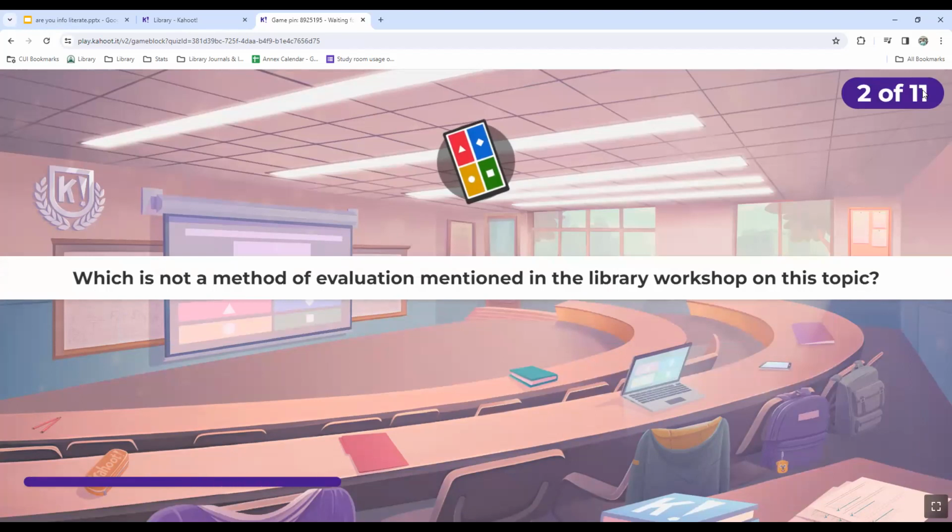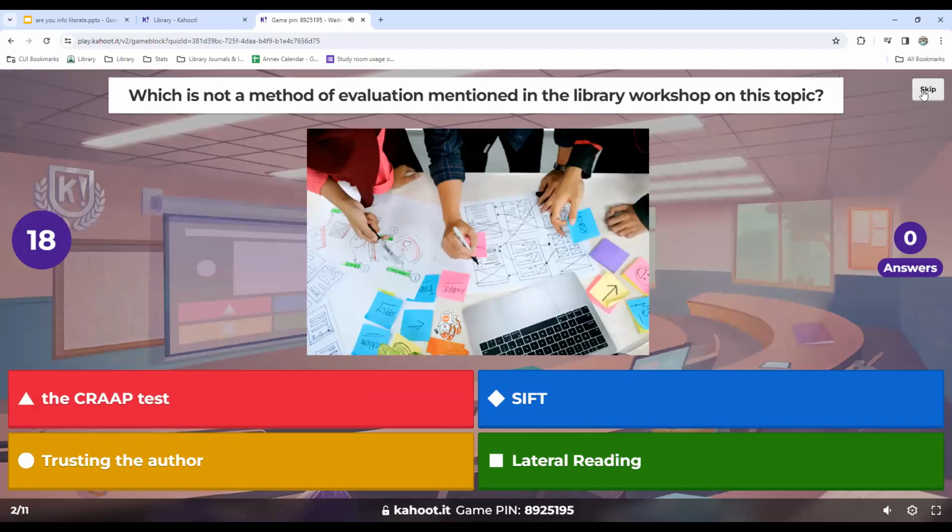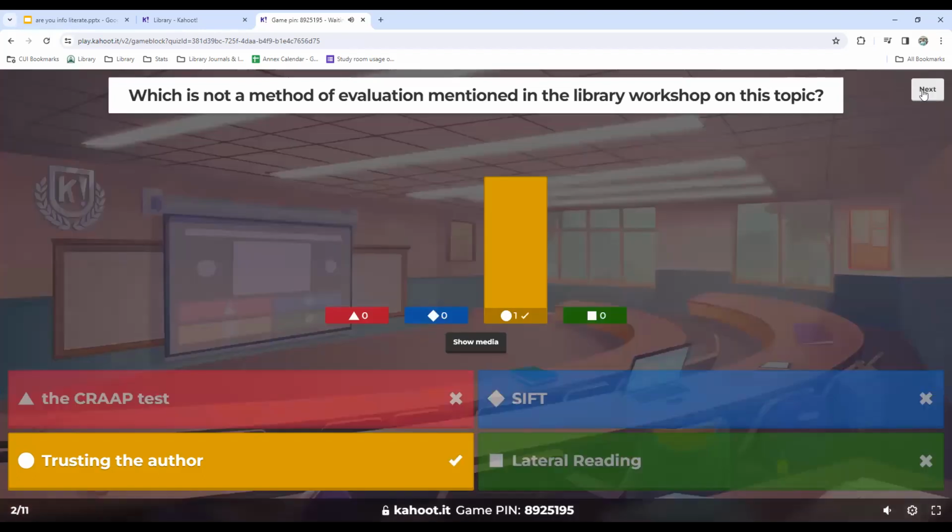So, which is not a method of evaluating mentioned in the library workshop on this topic? Is it the CRAP test, SIFT, trusting the author, or lateral reading? And that is correct. We hope we can trust the author, but we do still want to do our due diligence of critically evaluating their work and holding them to those standards of information literacy.